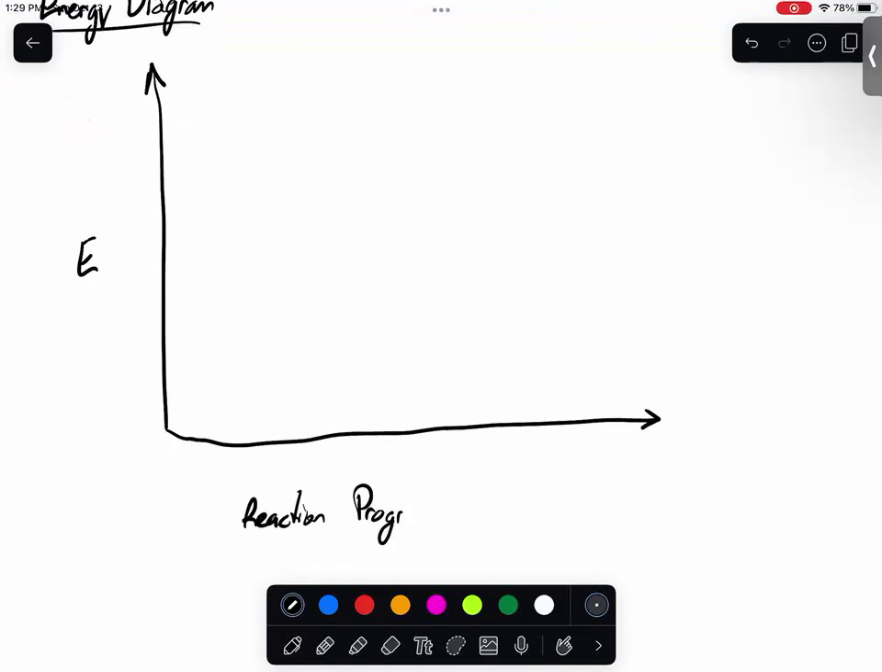But to help us out a little bit, we can split up the reaction progress into the different steps of the reaction. Where this first step is the initiation. Second step is where we see propagation 1. We ignore propagation 2 for our energy diagrams. And so we're just going to show the termination as the last step.